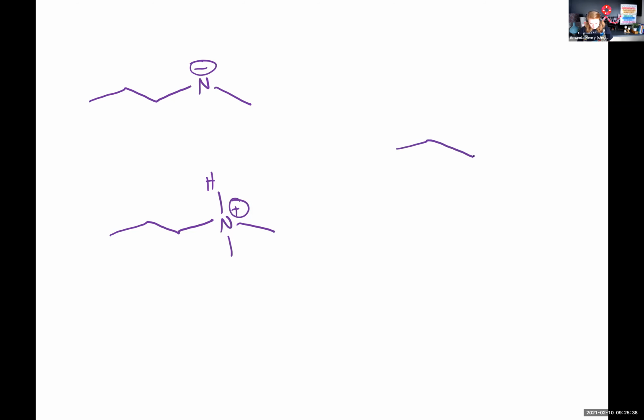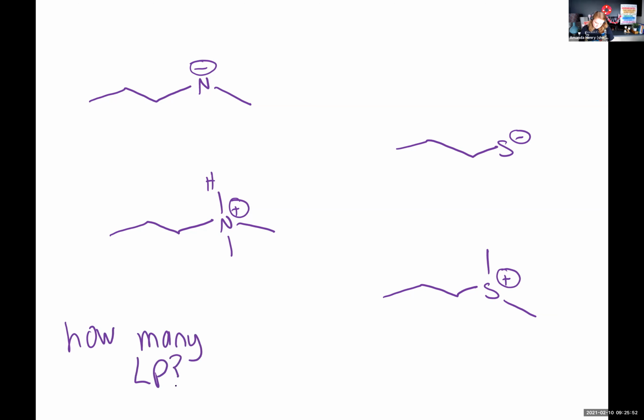All right, we're going to practice this. I'm going to draw some structures. We're going to figure out how many lone pairs the heteroatom should have. I'm going to number them just because it makes it easier to talk about them.